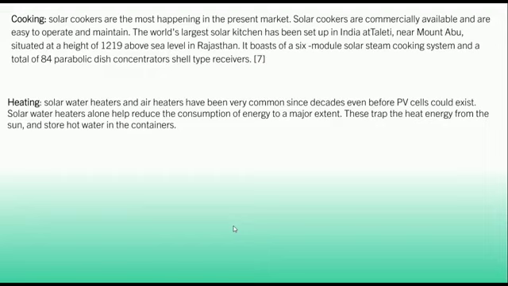Heating. Solar water heaters and air heaters have been very common for decades. Even before photovoltaic cells existed, solar water heaters alone helped reduce the consumption of energy to a major extent, and these trap the heat energy from the sun and store hot water in containers.